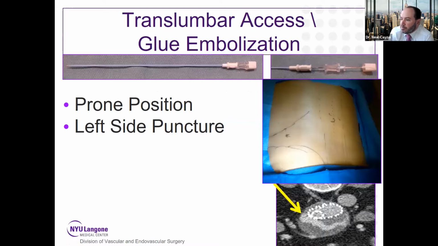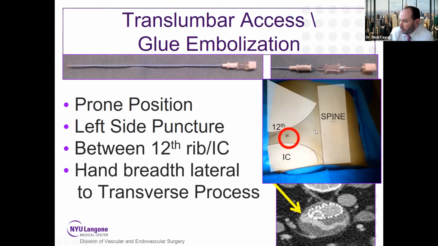I think translumbar access and glue embolization is a fairly easy procedure to learn if you don't do it. We tend to use this 3-tier catheter with a silicone outer sheath, a metal cannula, and needle. The patients are put in the prone position. Punctures are usually done on the left side, but sometimes on the right.